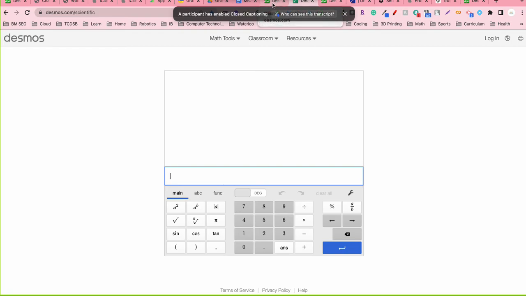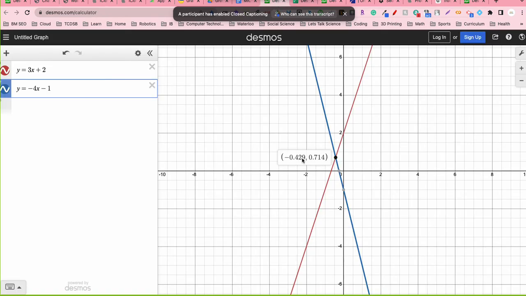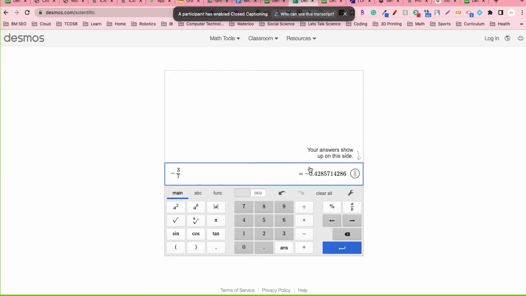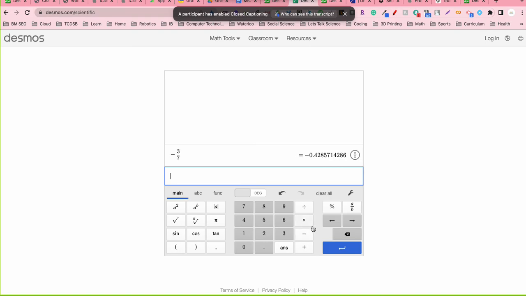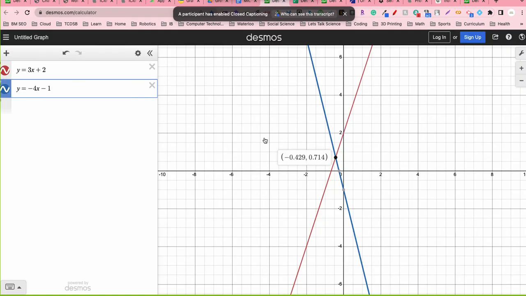So let's just double check. We'd originally said our x value was -3 divided by 7. That gives us -0.42, and that's what we got for our x value. And let's double check our y value. Our y value was 5 divided by 7, which is 0.71... 0.714. So that's it. We got it.